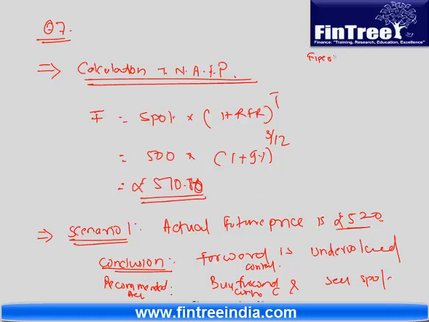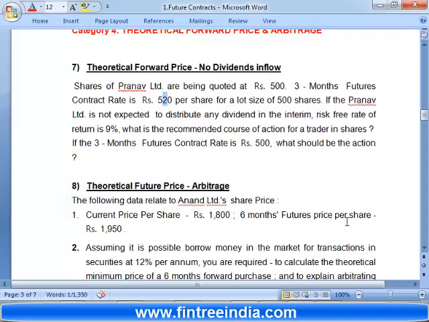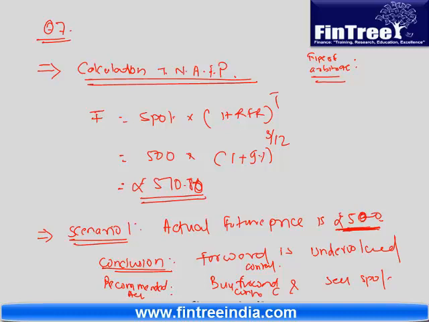Then say type of arbitrage, and when the future price is overvalued, we've written the answer the other way around. Just make this 500 instead of 520, then the answer would be correct. See, theoretical price is 510. When this is 500, it will become undervalued and therefore buy future and sell spot.